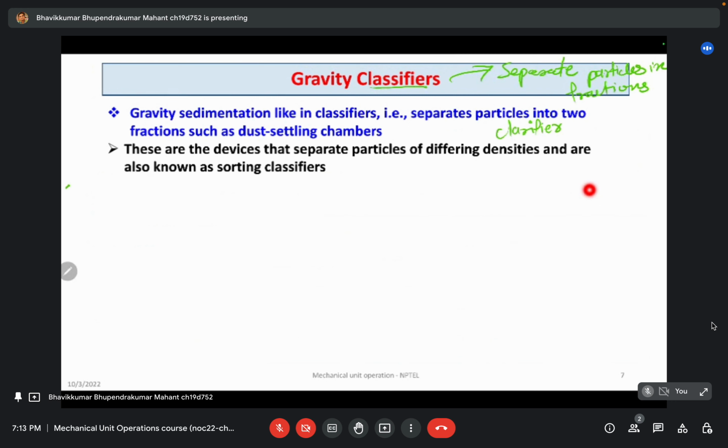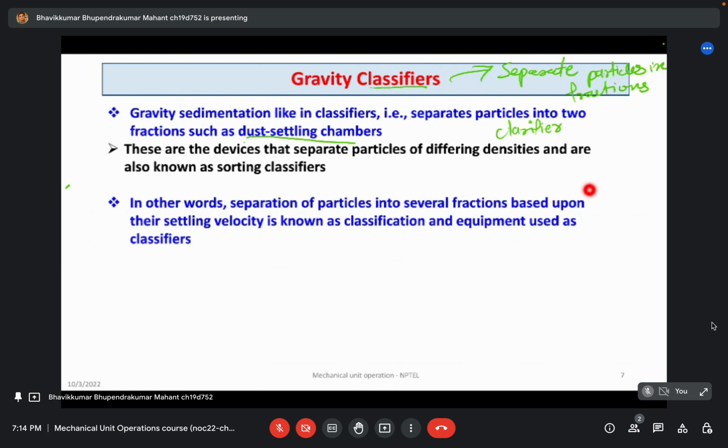A classifier separates the solid into two different fractions, also known as dust settling chambers. These are the devices that separate particles of different densities and are known as sorting classifiers. In other words, separation of particles into several fractions based upon their settling velocity is known as classification, and the equipment used is a classifier. Obviously, our main purpose here is separation of particles into several fractions based upon their settling velocity. Settling velocity depends on gravity and other forces.